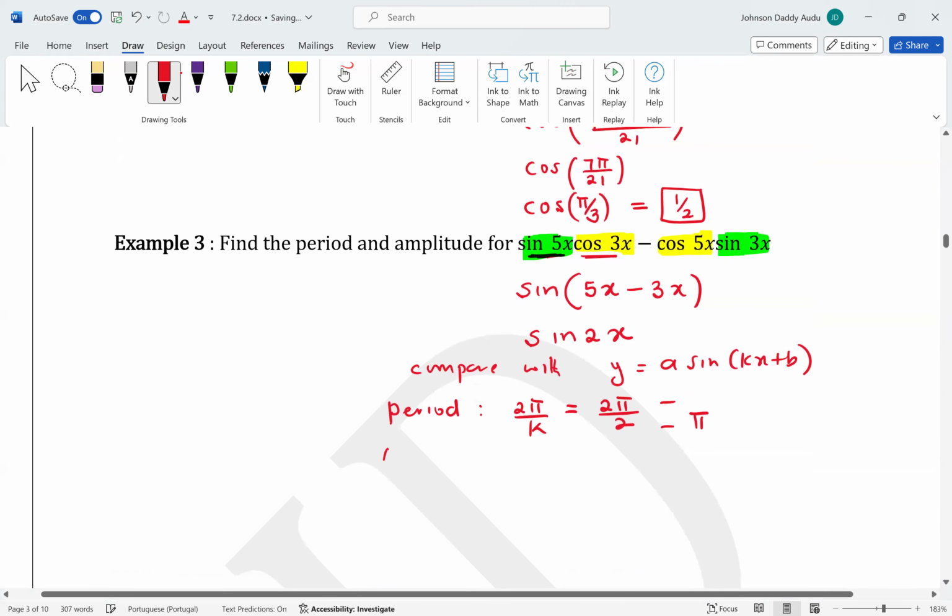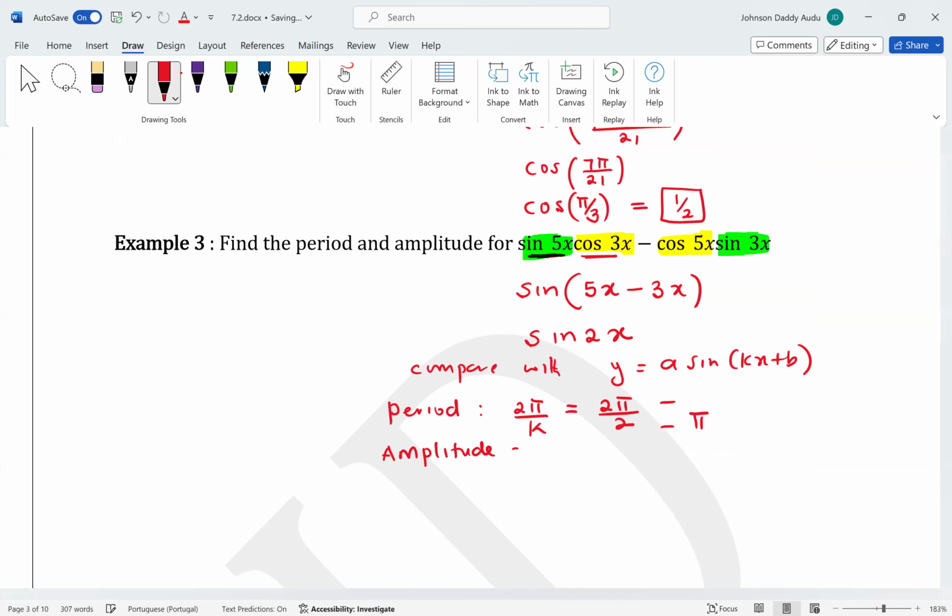Then the amplitude, which is the absolute value of A, is nothing but the absolute value of 1, which is 1. So the period is pi and the amplitude is 1.